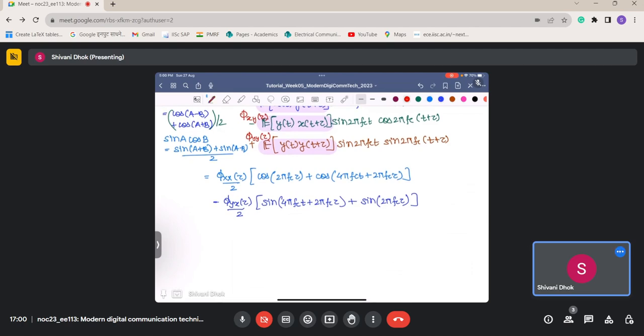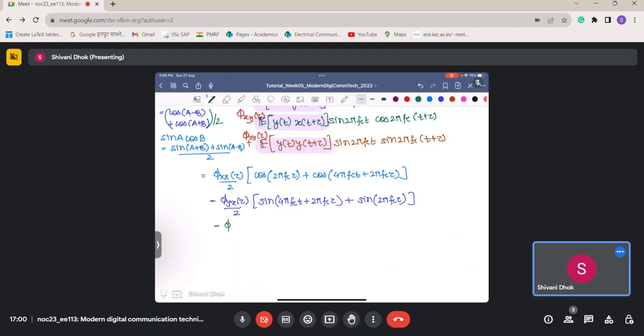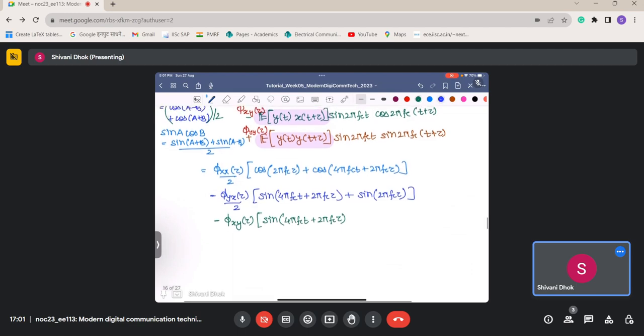The third term is also the same. So this is simply minus phi xy of tau. Here A is 2 pi fct and B is 2 pi fc t plus tau. So what we have here is sine A plus B, the same term, that is sine of 4 pi fct plus 2 pi fc tau, and then it will be minus sine 2 pi fc tau.